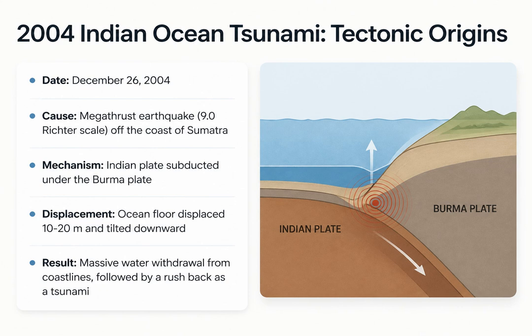A huge mass of water rushed in to fill the gap, causing the ocean to withdraw dramatically from the coastlines of South and Southeast Asia before rushing back with catastrophic force.